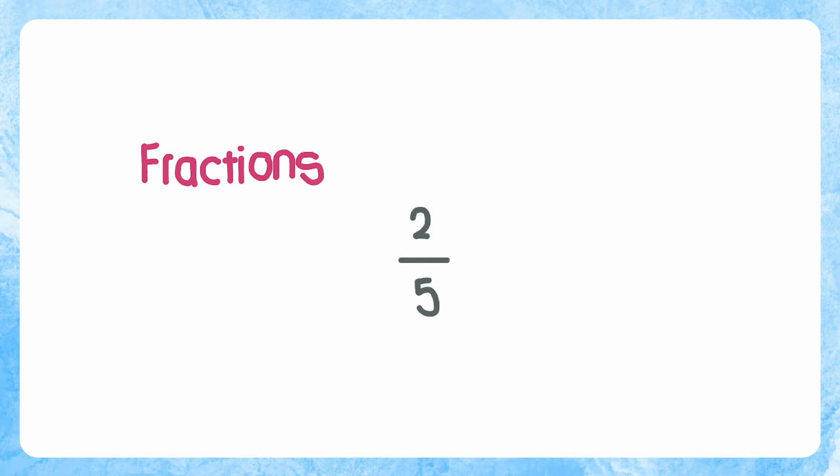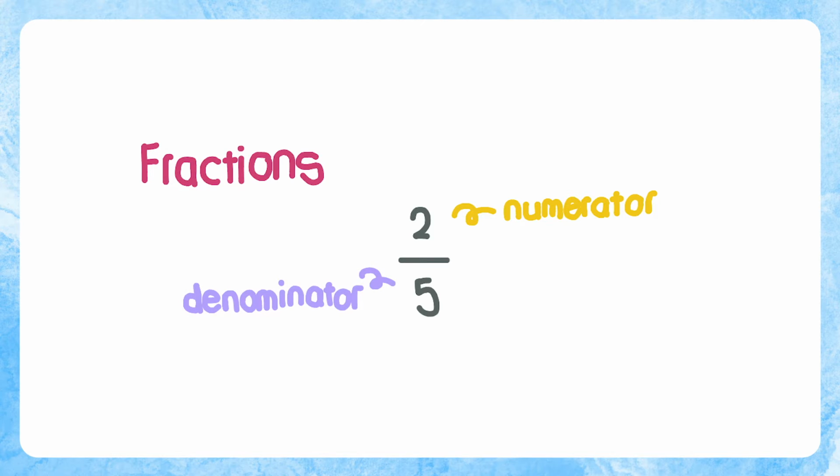Just as a quick review, if we have a fraction like this, 2 over 5, then 2 is our numerator and 5 is our denominator. So the top number is your numerator and the bottom number is your denominator.